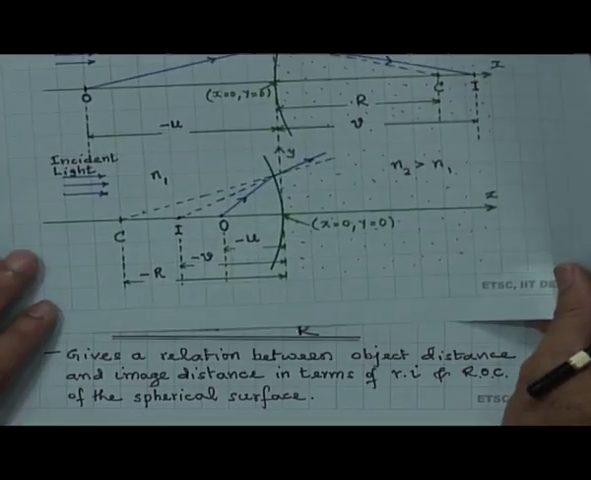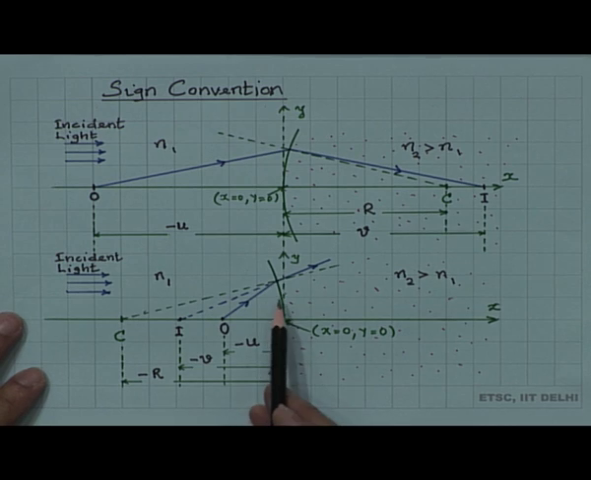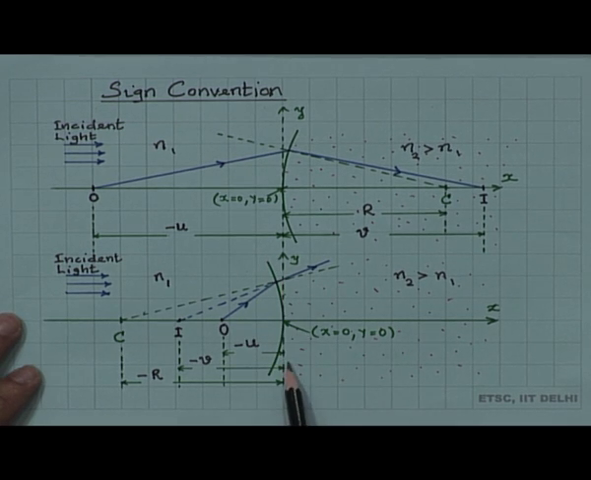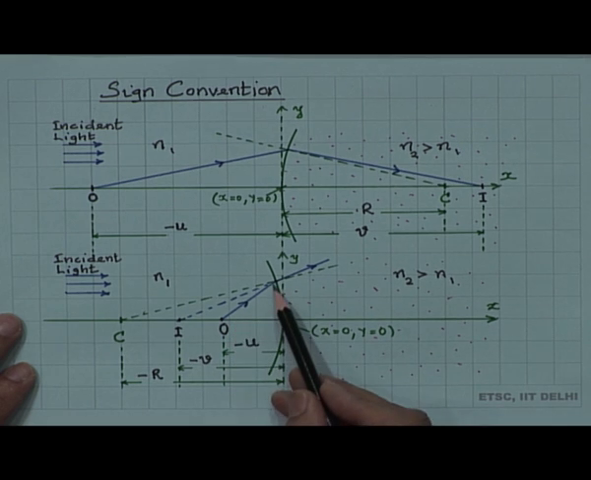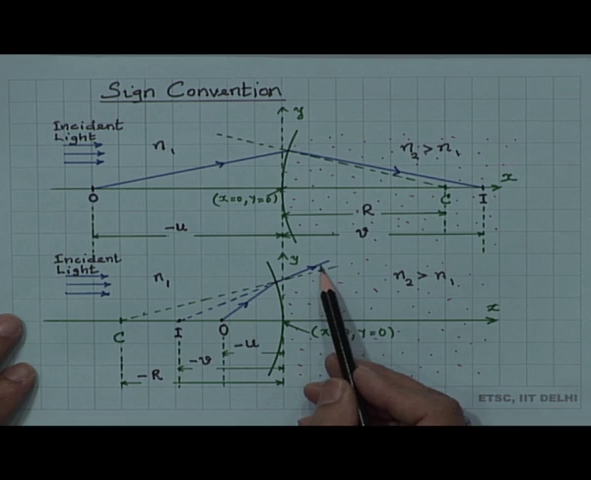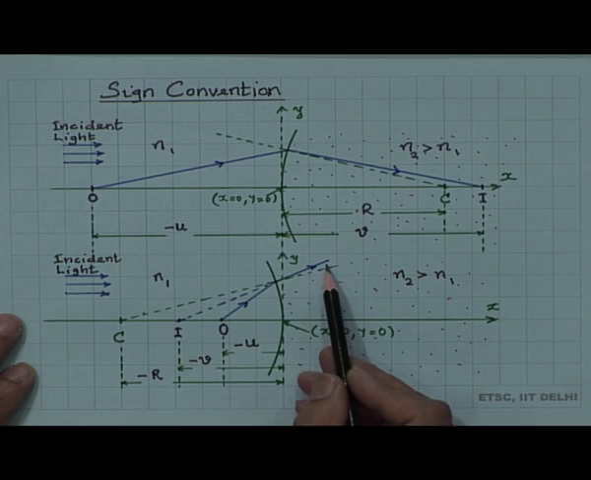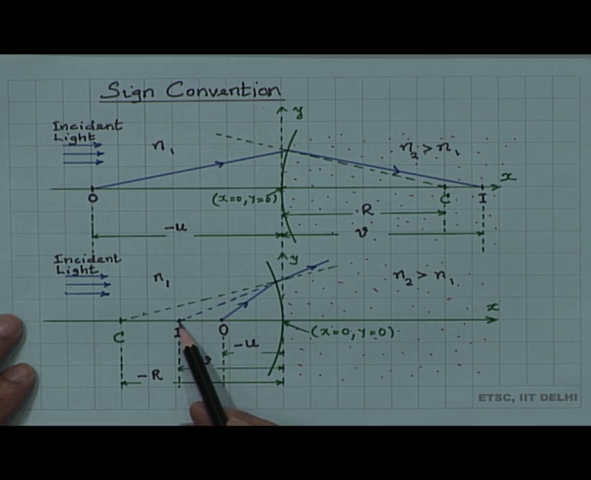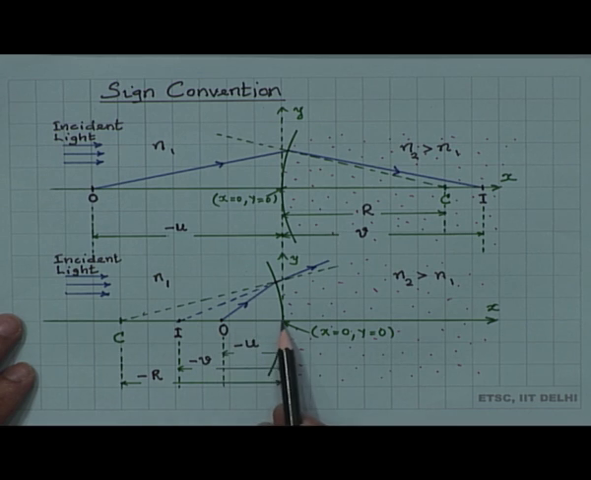If we had a concave surface like this, the object is here. For this case, by chance the image is also on the left hand side. A ray which is bending here does not intersect, but appears to come from a point I here, and therefore, a virtual image is formed at the point I. In this case, we see that the object distance is also on the left of this point x equal to 0, y equal to 0.